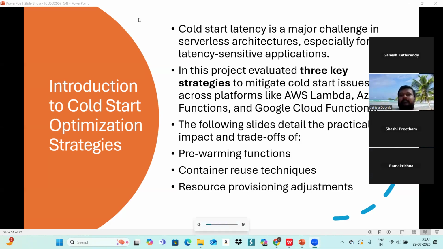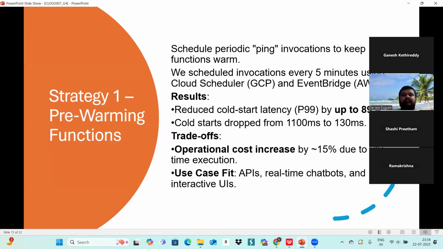I am talking about one of the biggest challenges in serverless computing, the cold start problem, and how we optimize it. A cold start occurs when a function is idle and a new container is needed to initialize. That introduces delay that can affect user experience in APIs and real-time systems. We evaluated three optimization strategies across platforms like AWS Lambda, Azure Functions, and GCP.